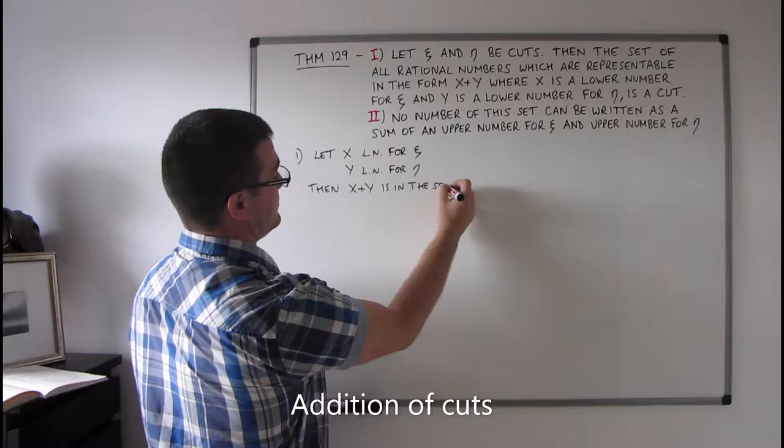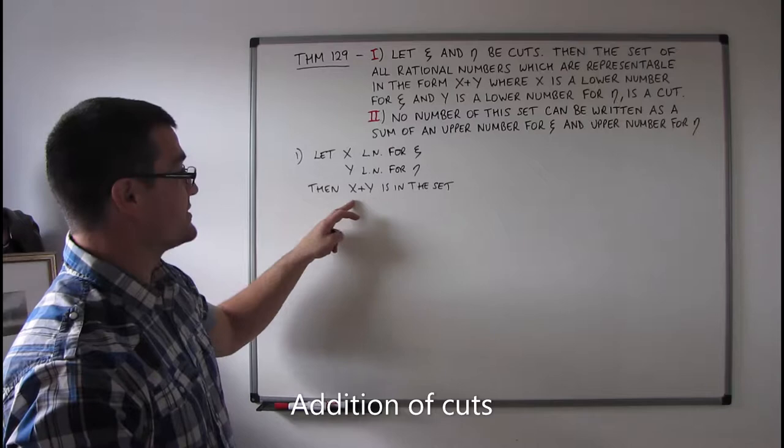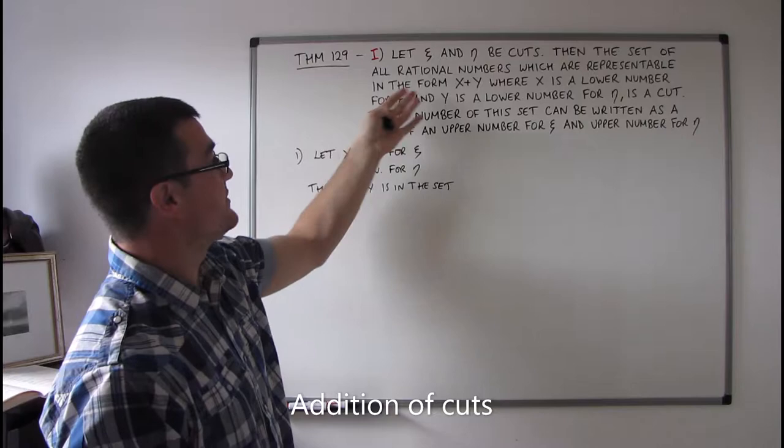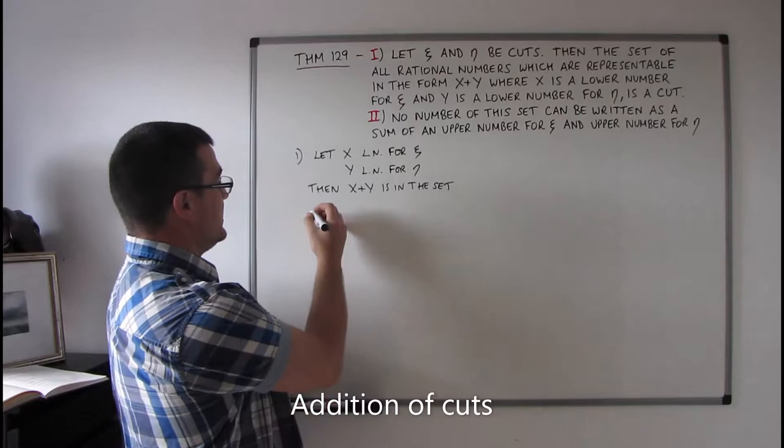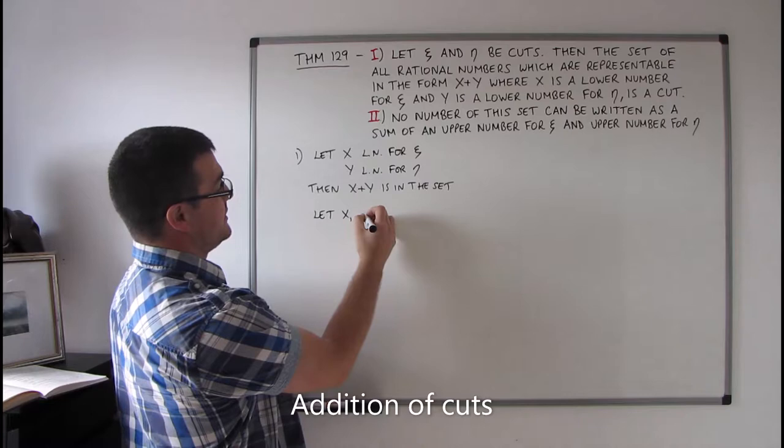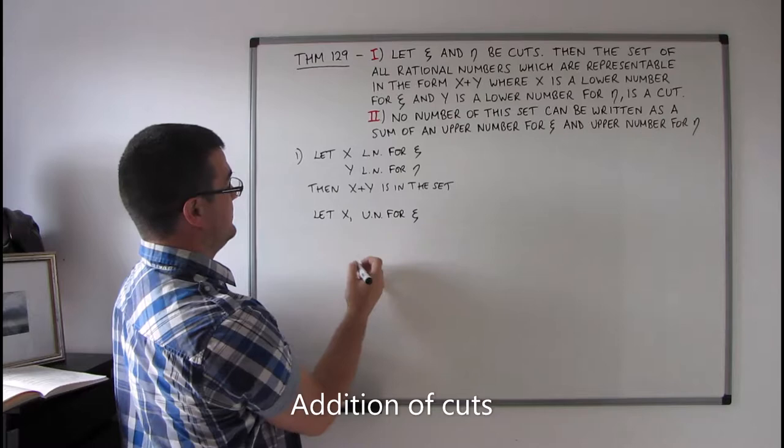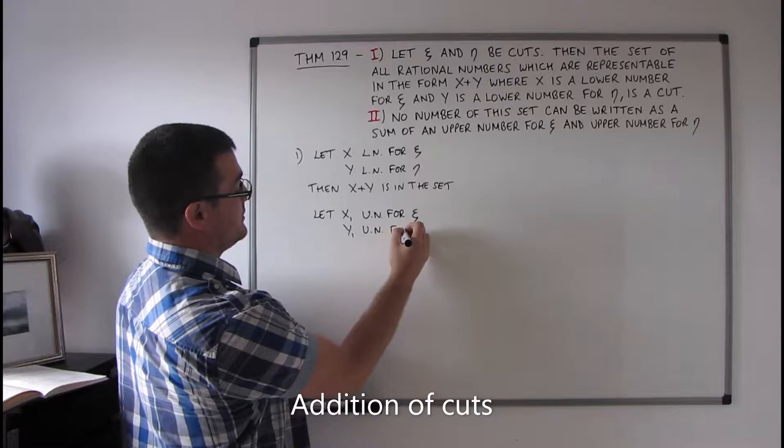Okay, so that shows that the set is not empty, because this number x plus y is of exactly the right form. The set of all numbers representable in the form x plus y, where x is a lower number of Xi and y is a lower number for Eta. Now let x1 be an upper number for Xi and y1 be an upper number for Eta.